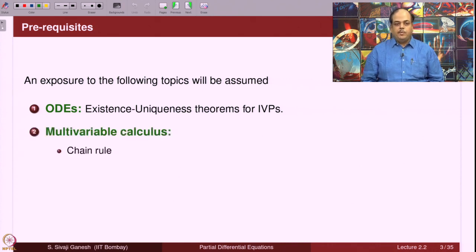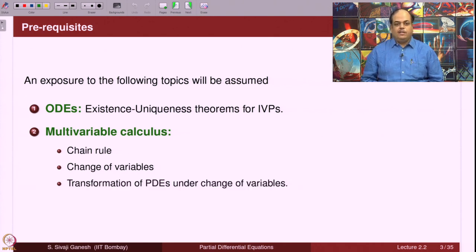Then from multivariable calculus, the most important theorem I would say is the chain rule, and one should be very much expert with it. And change of variables looks quite easy while computing certain integrals which you would have done in plus 2, but actually it is not that easy, in the sense you have to be very careful. If you are not careful, it can lead to a lot of confusion. And then how a partial differential equation changes under a change of variables to a new equation, how to derive that is also very important.